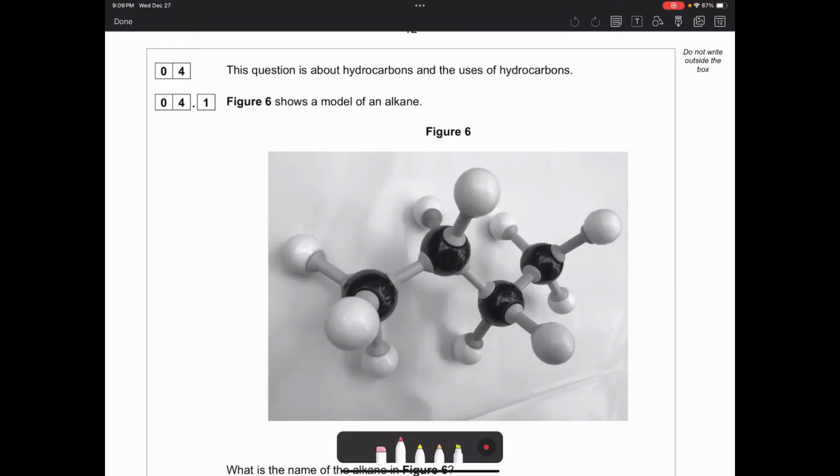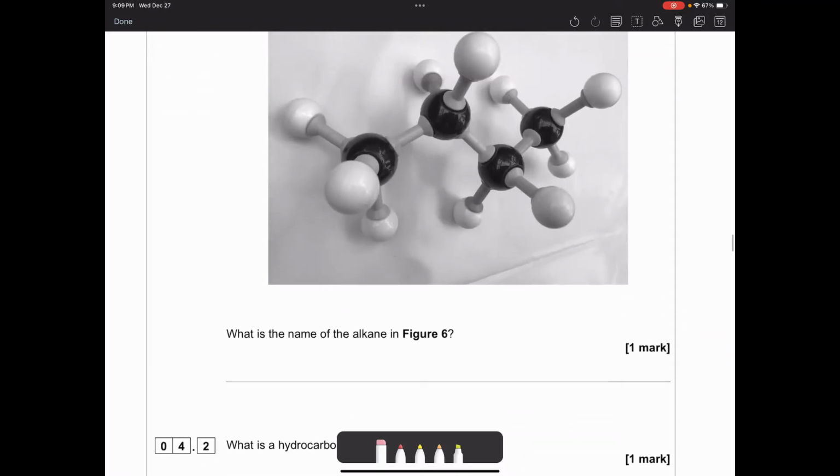Okay, question number 4 then. This question is about hydrocarbons and the uses of hydrocarbons. Figure 6 shows a model of an alkane. What is the name of the alkane in figure 6? Remember, there's only 4 alkanes that you have to remember. It's when we've got 1 carbon, 2 carbons, 3 carbons and 4 carbons, and it goes meth, eth, prop. So the one with 4 carbons is butane. Okay, so methane has 1 carbon, ethane 2 carbons, propane 3 carbons. Butane, because it has 4 carbons in the middle, would be butane.